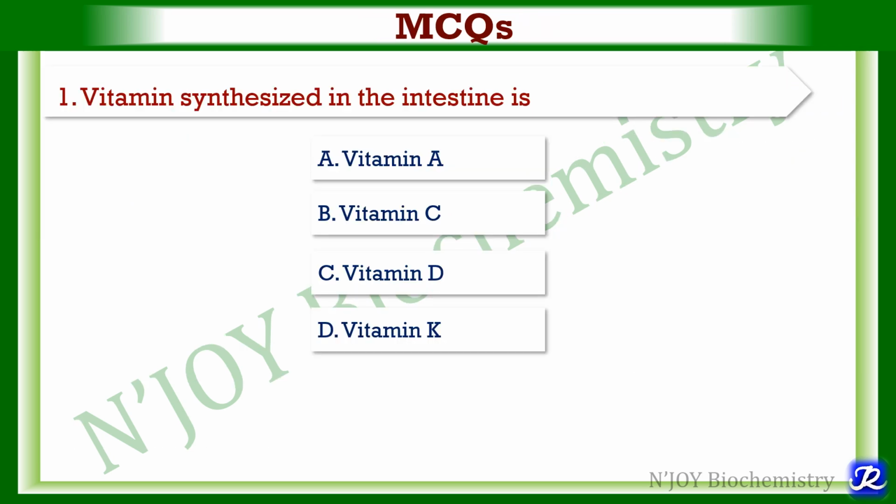Now let's see some multiple choice questions related to vitamin K. The first question is, which vitamin is synthesized in the intestine: vitamin A, C, D or K? We know that vitamin K, that is menaquinone, is synthesized by the intestinal bacterial flora, so the answer is vitamin K.